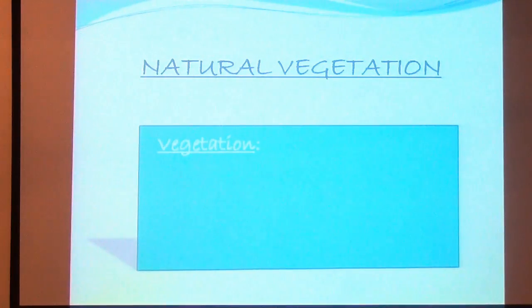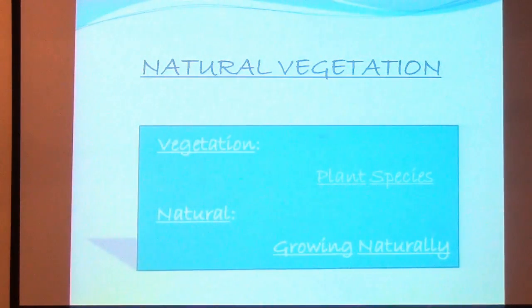Dear children, you know that plants, trees, grasses, weeds, all of them are plant species? Of course. And those plant species we simply refer to as vegetation. But as you can see on the screen, there is another term attached to it, that is natural. So these plant species grow naturally. But remember, all the plant species do not grow naturally.